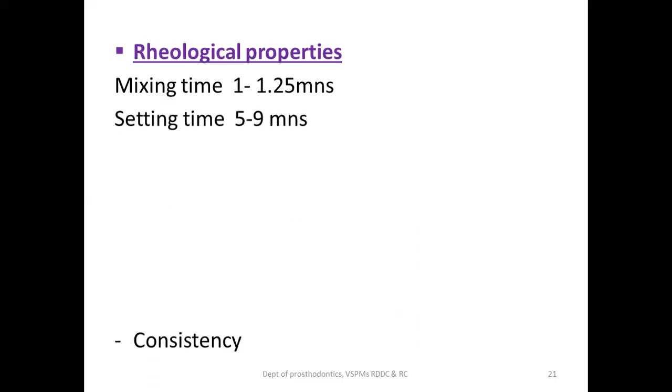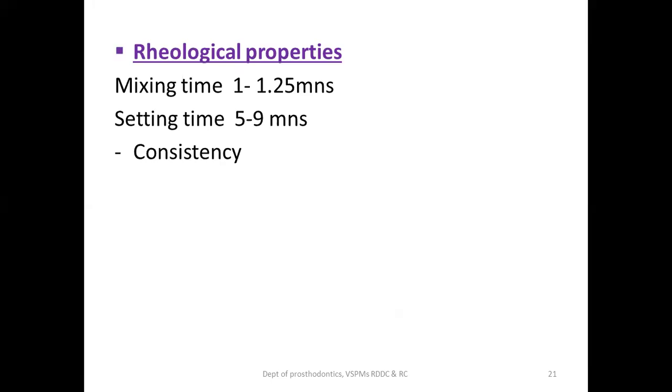Now coming to the rheological properties, the mixing time of this cement is 1 minute to 1.25 minutes. The setting time is around 5 to 9 minutes. For consistency, we mix it in two consistencies, either a luting consistency or a base consistency, depending upon the use. In the manipulation, I told you how we will understand that the luting consistency has arrived: you have to check for the loop formation. The loop should be pulled, it should form, and it should fall back on the glass slab.